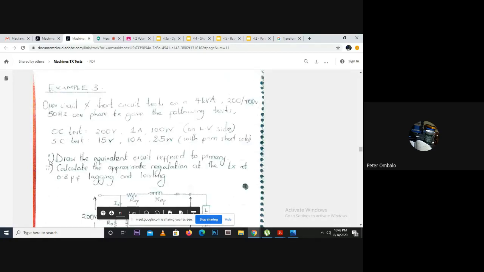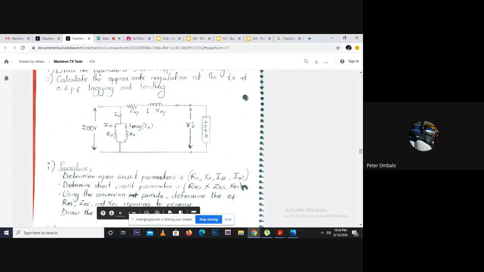So what is new here is the second part. The first part is drawing the equivalent circuit referred to primary. We will just obtain the primary components and then obtain the secondary components. And then depending on whether the short circuit was conducted on primary or secondary, if it was conducted on secondary, we will have to revert the equivalents of the R and X components to primary, because you want the equivalent circuit as referred to primary.